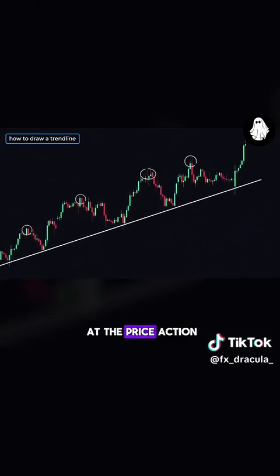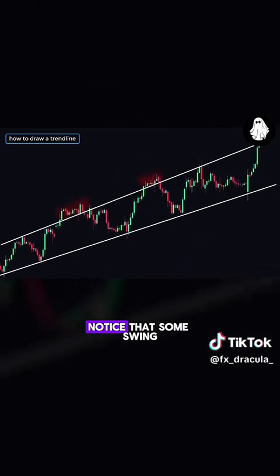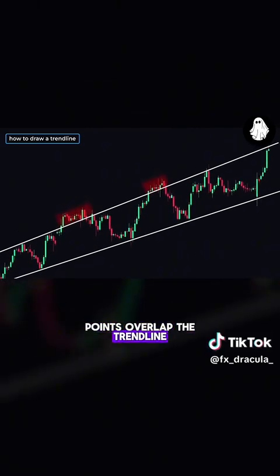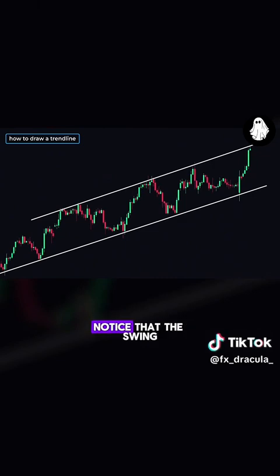Now, if we look at the price action on top, we can also see multiple major swing points. So, let's try drawing a trend line. If we draw it like this, notice that some swing points overlap the trend line, meaning this isn't the right way to do it. But if we draw it like this instead, notice that the swing points are now touching properly, so this is how I'll draw the trend line.